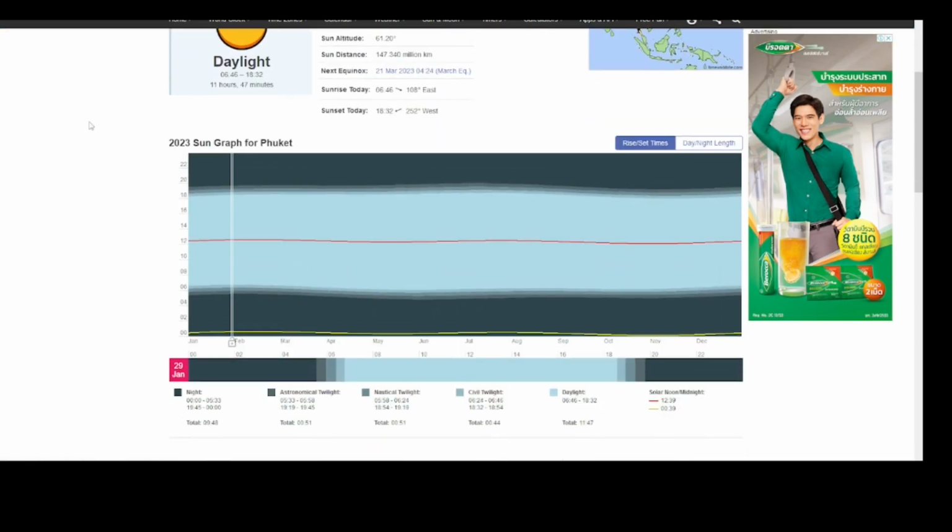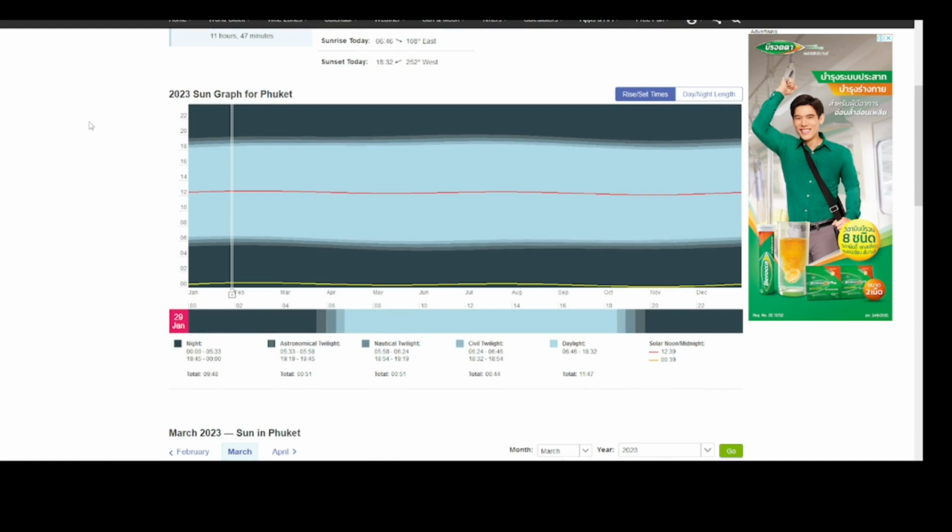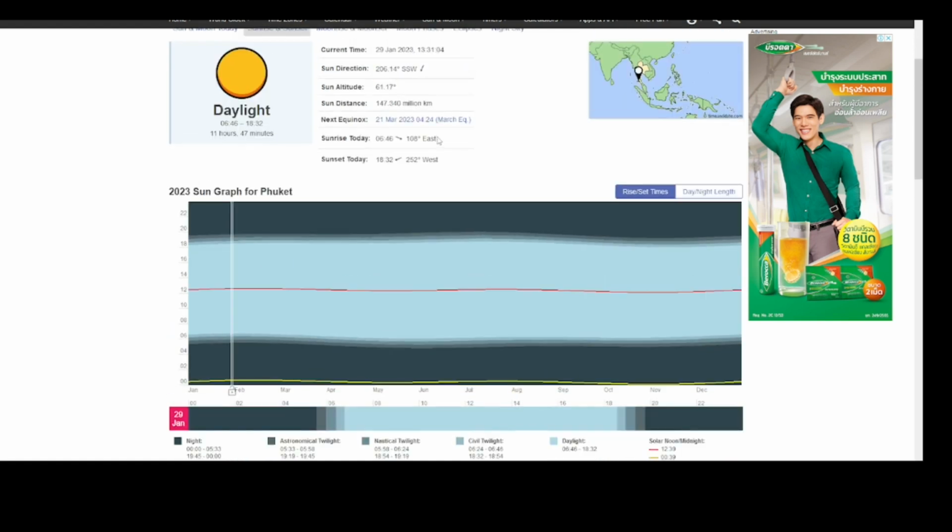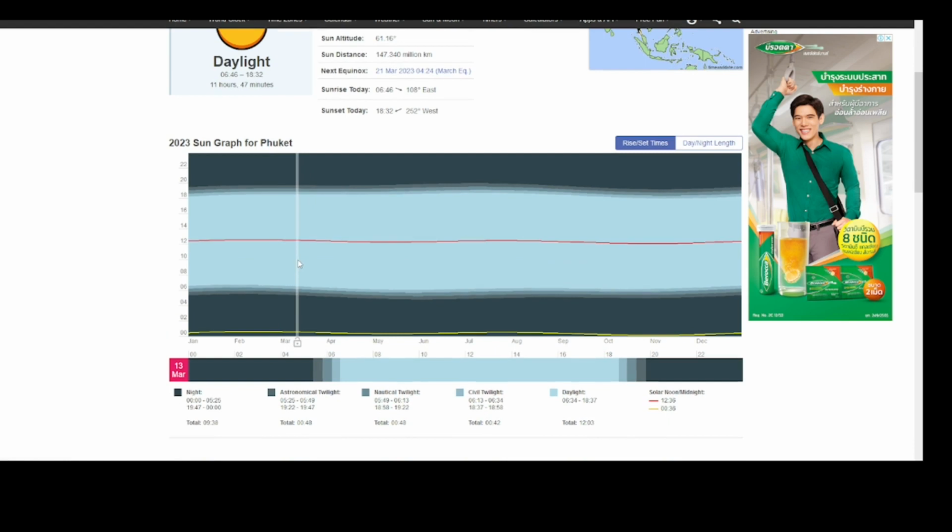Okay, so in Phuket we are fairly near the equator. I think we're 7 degrees above the equator or something like that. So it's fairly consistent. So what you can do is just go through the year here, January, February, March. Now, what was the equinox? March the 21st is the equinox. So if we go around here, we can see this.